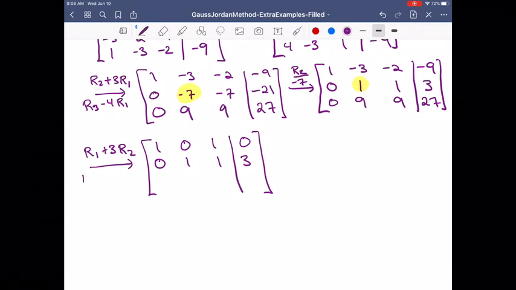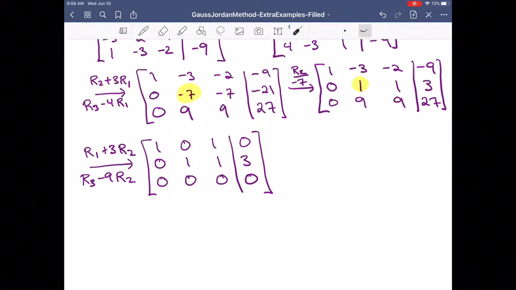Okay, now I want to do row 3 minus 9 of row 2. So it's going to be 0. 9 minus 1 times 9 is 0. So that one's also 0. 27 minus 9 times 3. So that's 27 minus 27. So that one's also 0. So I'm done pivoting here. So I should go down 1, over 1. Okay, I want to pivot here, but it's a 0, so I can't.